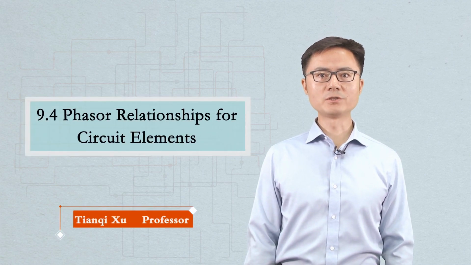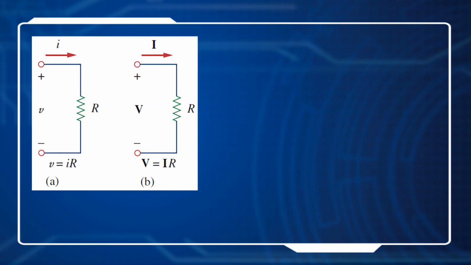Section 9.4 Phasor relationships for circuit elements. From now, we're going to try to use phasors to solve sinusoidal circuits. First of all, let's look at the resistor. Suppose there is a resistor. The voltage across it is v, and the current through it is i.